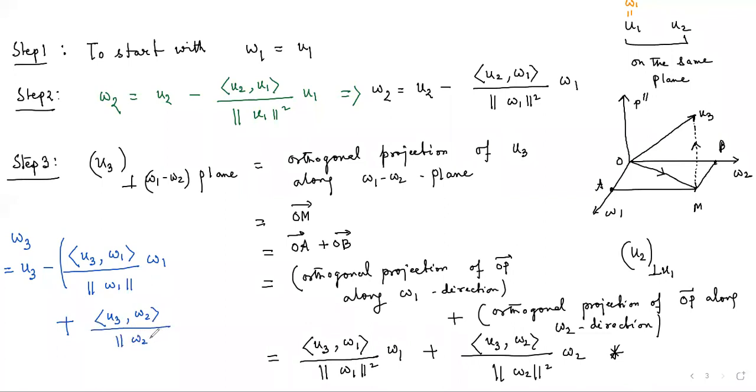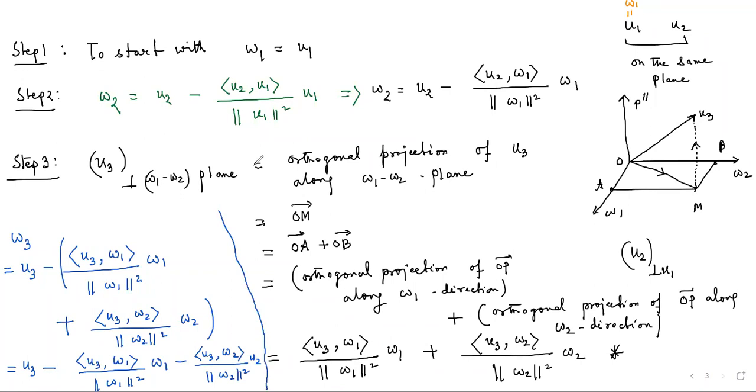Norm of W2 into W2. So if you remove the bracket, it will be like this. Okay, so we have found the three vectors W1, W2, W3, which are orthogonal to one another.